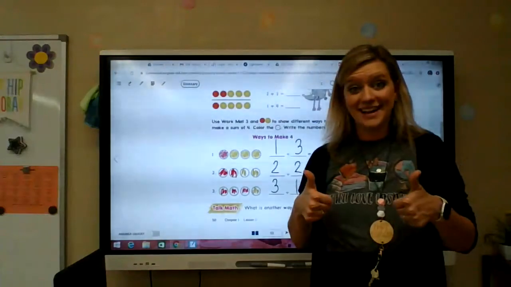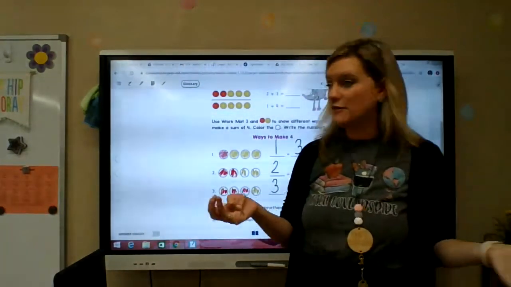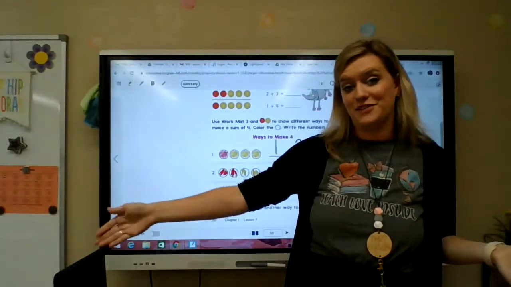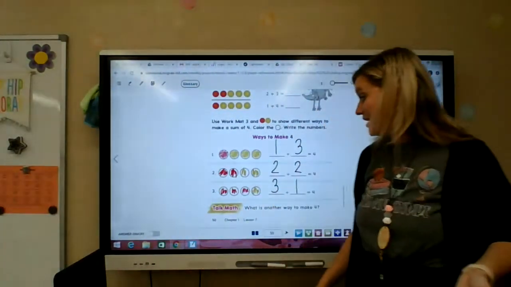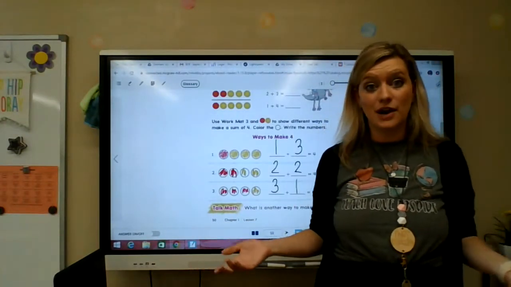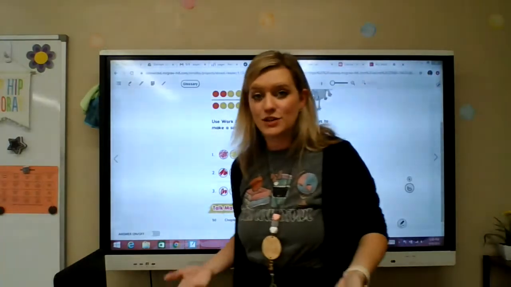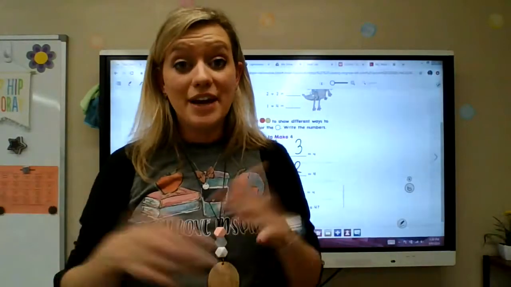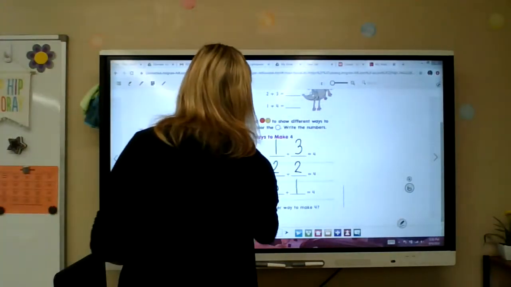Does it work? Yeah. So we just saw 3 different ways to make 4. We thought of many different ways over there to make 4. Could I have colored this all red? I could have. I could have done 4 plus 0. That would have worked too. So however you make it, it's your choice.